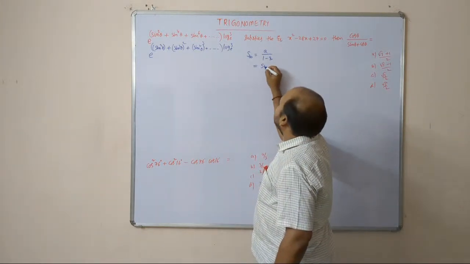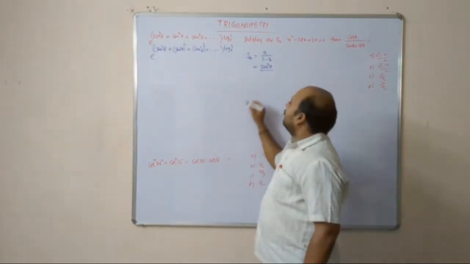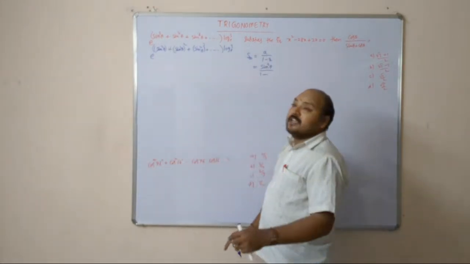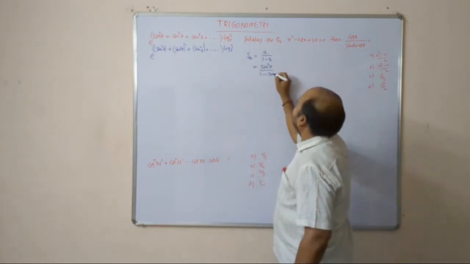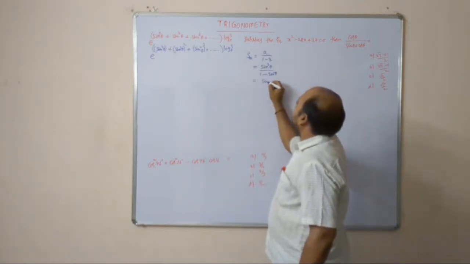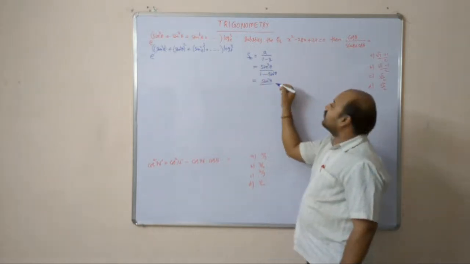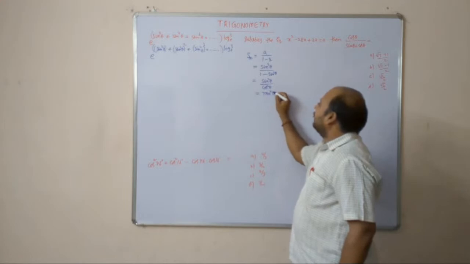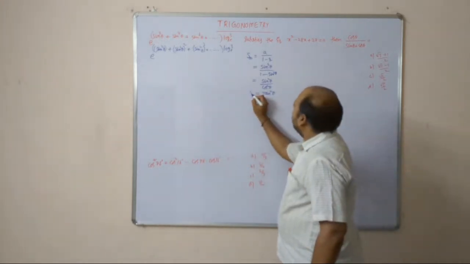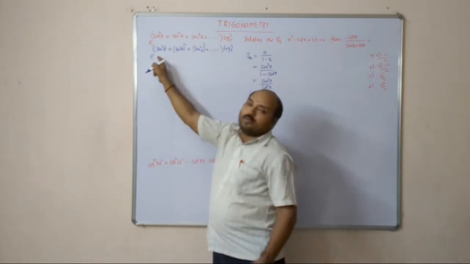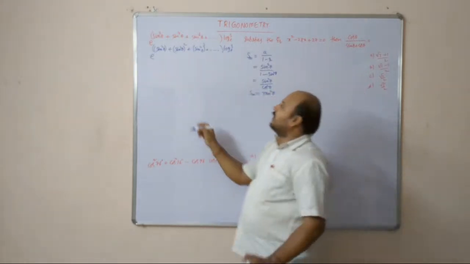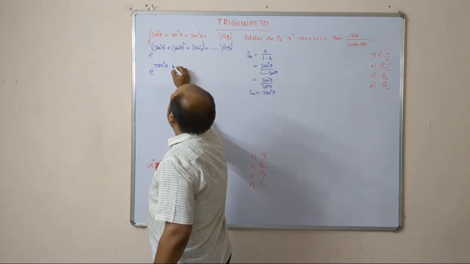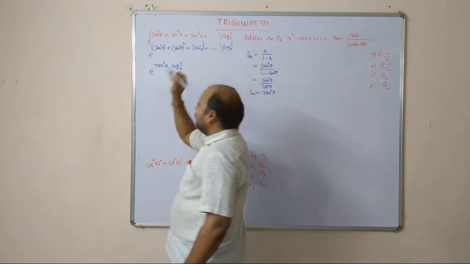A means what? Sin square theta by 1 minus R, common ratio, sin power 4 theta by sin square theta, so sin square theta. That is equal to sin square theta divided by 1 minus sin square theta, which is cos square theta. That is equal to tan square theta. So we got S infinity. So this bracket value we got as tan square theta. So e power tan square theta into log 3 to the base e.